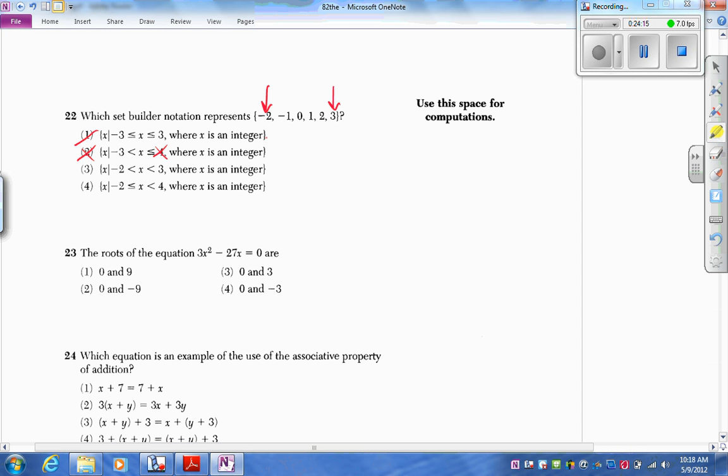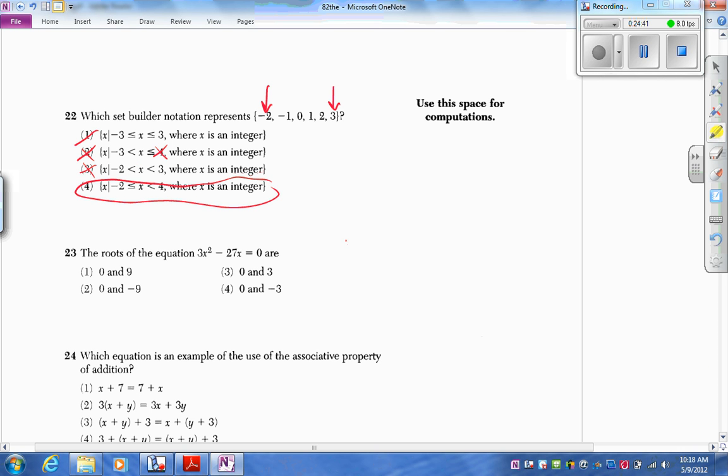Let's try this again. This one says that x has to be greater than -2, but it can't be equal to -2. So that can't be it either. This one says greater than or equal to -2, which is what this is, and less than 4. Wasn't 3 less than 4? And there's your answer. Tricky question. Be careful. Don't just look for the -2 and 3. I bet a lot of you picked this one. But it said greater than and less than and didn't say equal to.